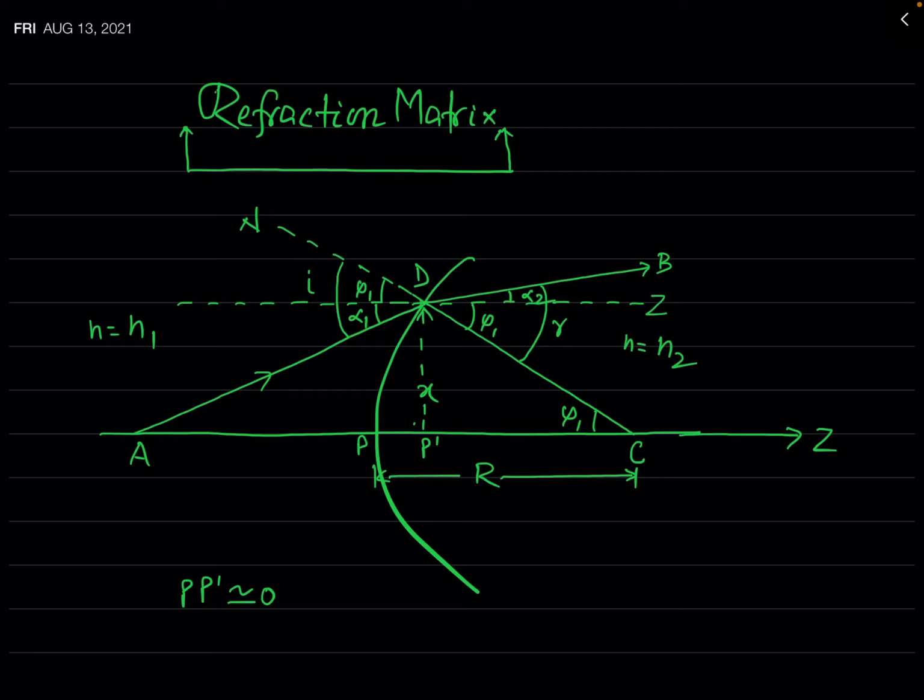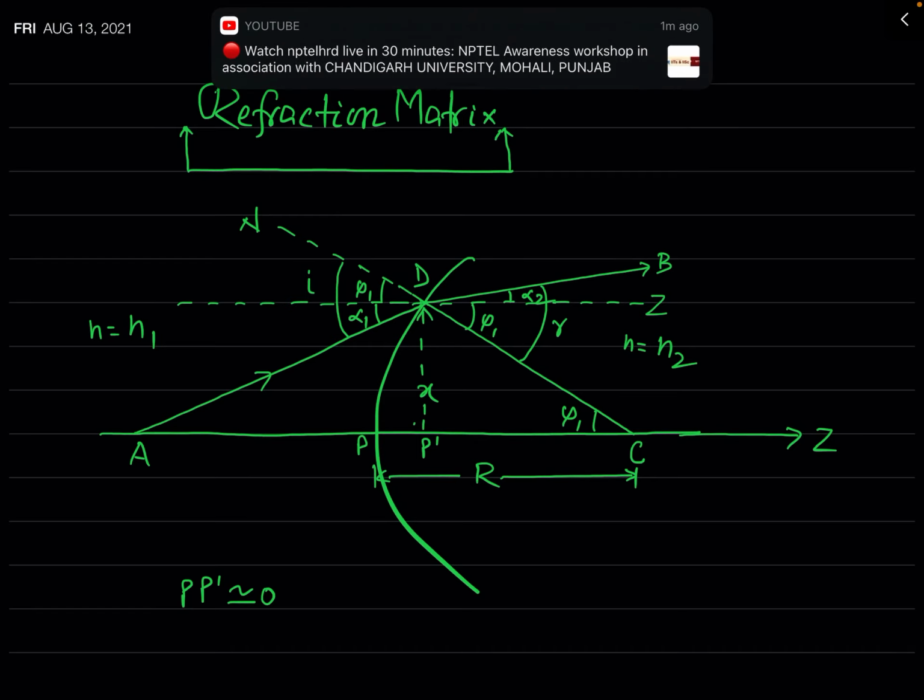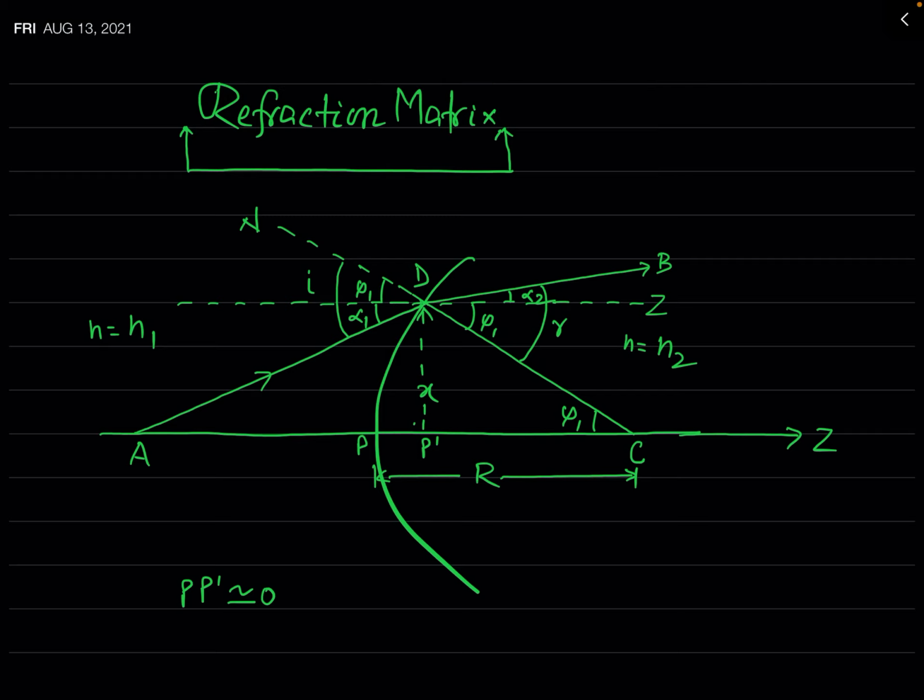So you can see this figure. I have considered a convex spherical surface, and this convex spherical surface is DP. You can see the figure, and again this z-axis has been taken as the axis of this convex spherical surface. And let us consider there is a point A where you can imagine there is a point source of light, and from this source of light a ray of light AD is incident on this spherical surface.